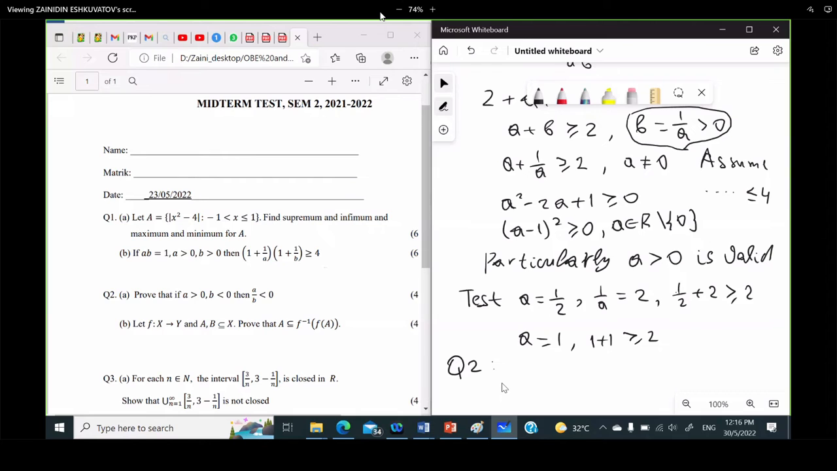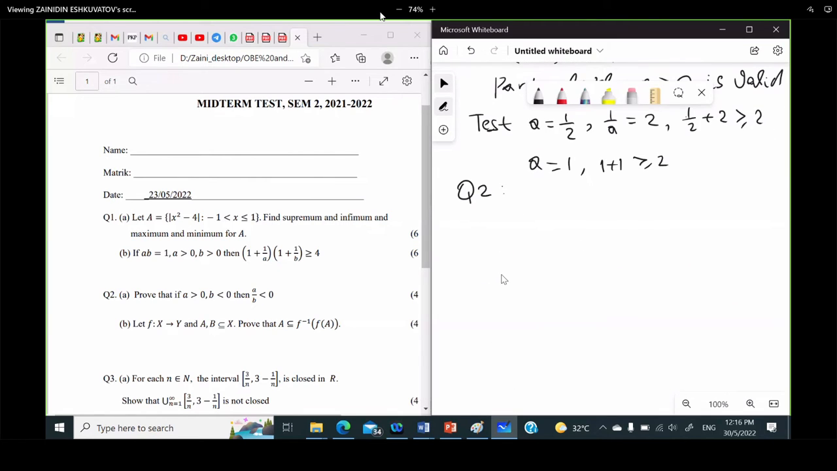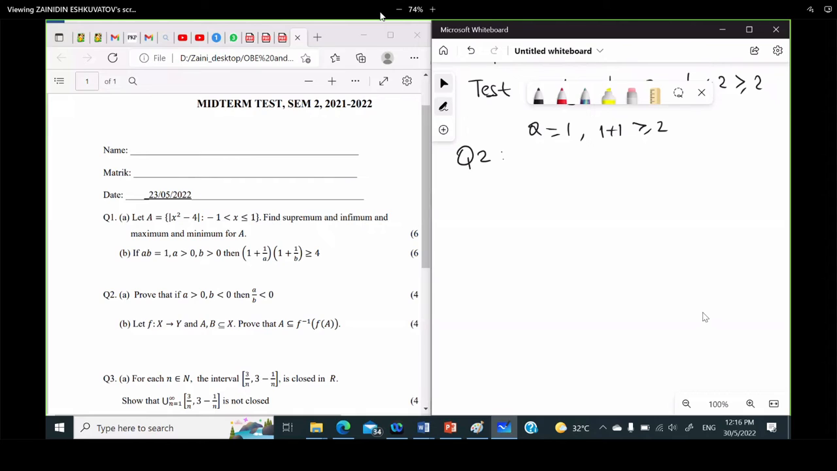Okay. Now I think the second question. I think most of the students are confused by the second question. Very few of you got the correct answer. Look, A is greater than 0, B is less than 0. We need to prove that A over B is less than 0. Now look, actually this is a very simple question. If you know the axioms, you just use the axioms. A greater than 0 is given. B less than 0 is given.